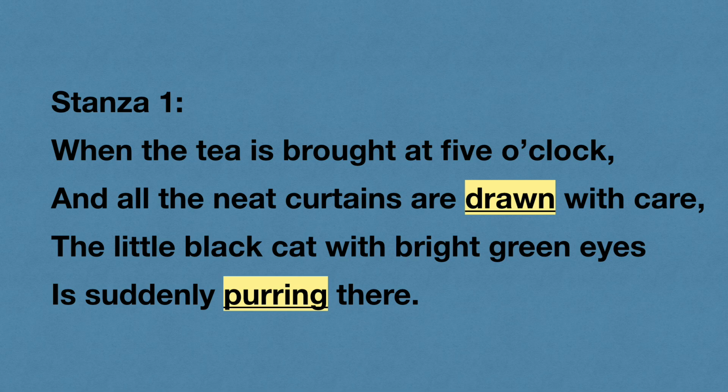Now let's understand the first stanza. Every day at 5 in the evening, it's tea time at the poet's house. The clean curtains are pulled together and tea is brought to be served. Suddenly, a little black cat with bright green eyes appears by the window and sits purring there.